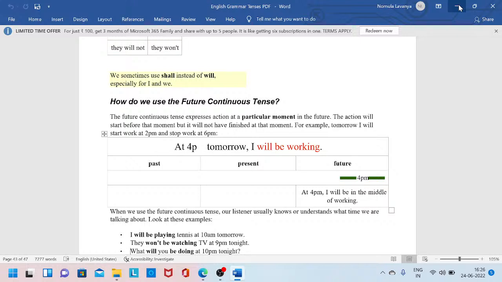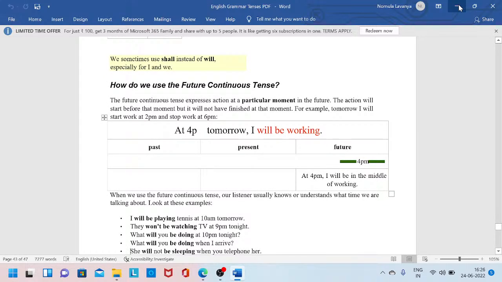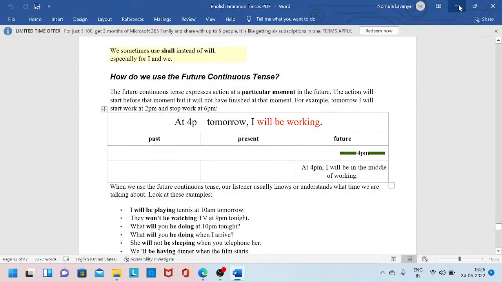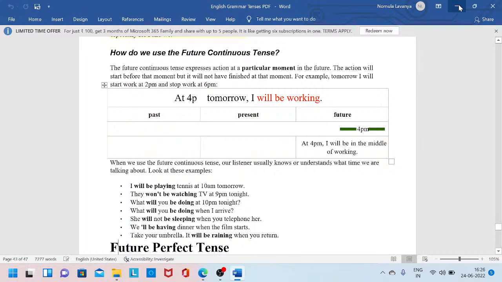So when we use this future continuous tense, our listeners usually understand what time we are talking about. It's like I already said, at 4 p.m. tomorrow. So it means that it's for the future, not now. And I will be playing tennis at 10 a.m. tomorrow. This is also future, he has decided to play tennis, but tomorrow. And they won't be watching TV at 9 p.m. tonight. What will you be doing at 10 p.m. tonight? What will you be doing when I arrive? She will not be sleeping when you telephone her. So these are a few examples. Take your umbrella, it will be raining when you return.